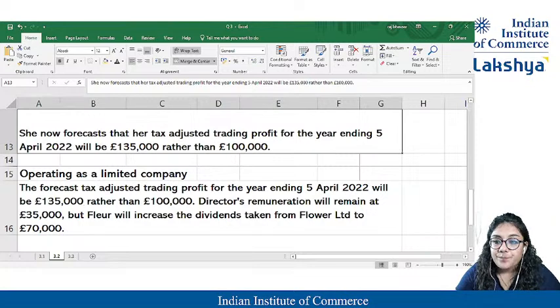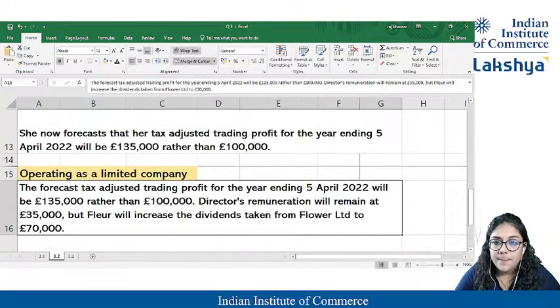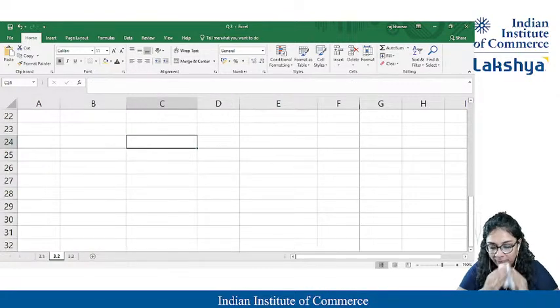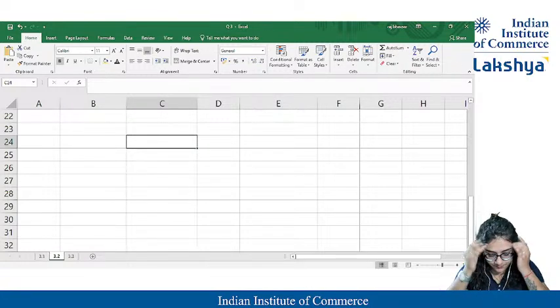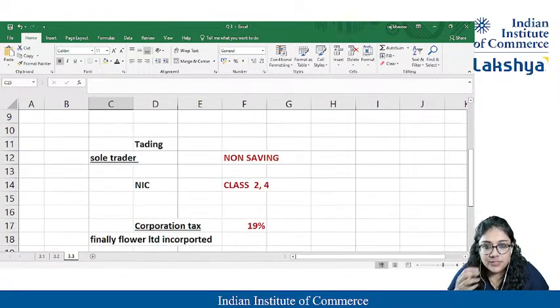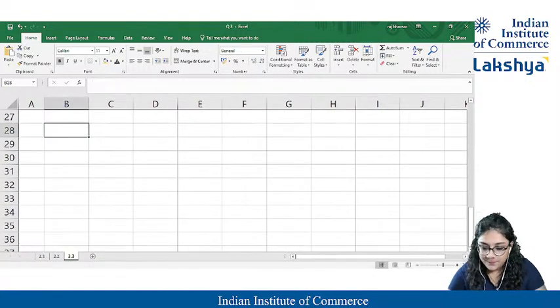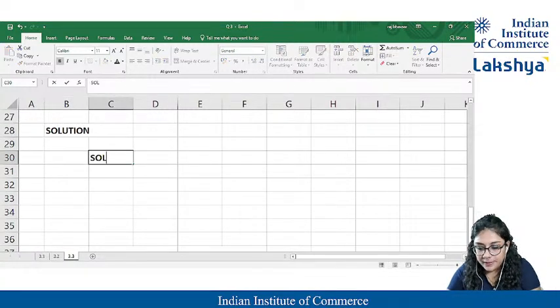But then if she is operating in a limited company, another one. So first, let me make the solution over here only. Then I have to solve the question. Let's write over here whether I have written any answer, what savings she is getting, what allowances they are getting, everything. Let's write the solution. That is sole trader.